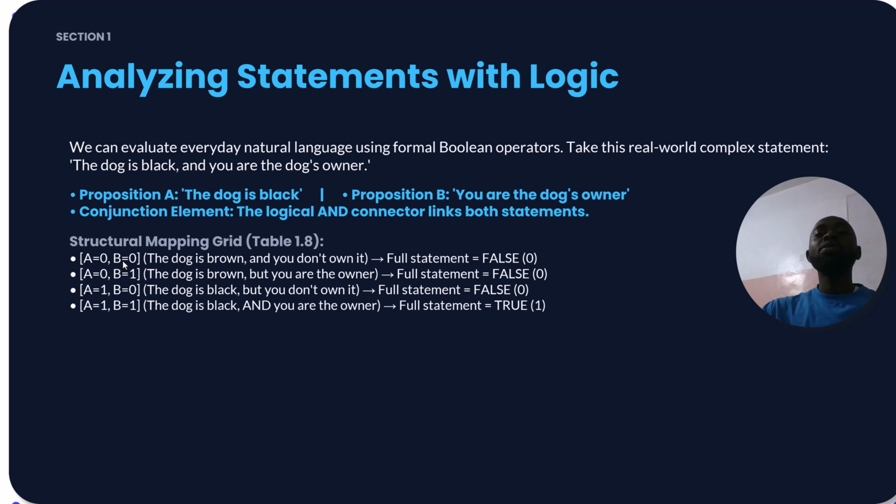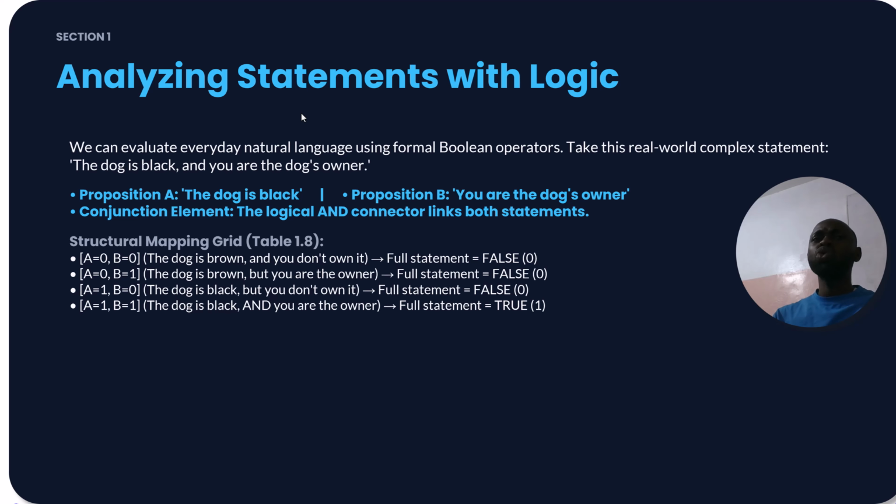So the dog is brown and you don't own it. You are the owner. How won't you own it? Because we are saying that the dog is black. The dog is truly black. But here we are making another statement which is entirely new and which goes against our premise, which is the dog is black. So right now the dog is not brown, so it is a 0. And we're also saying that we don't own the dog, which is also not true.